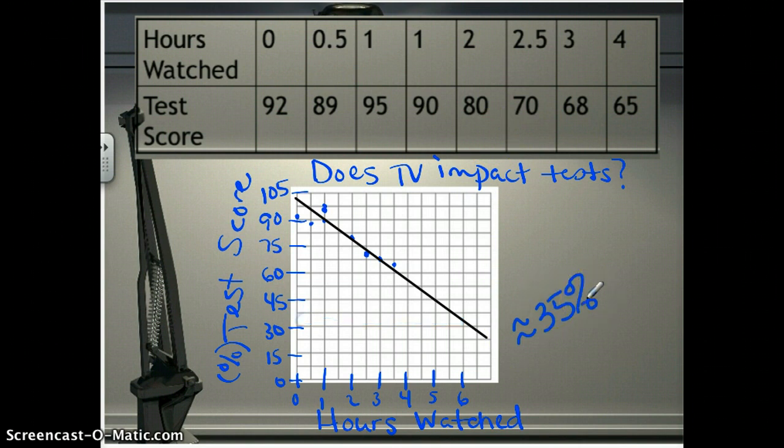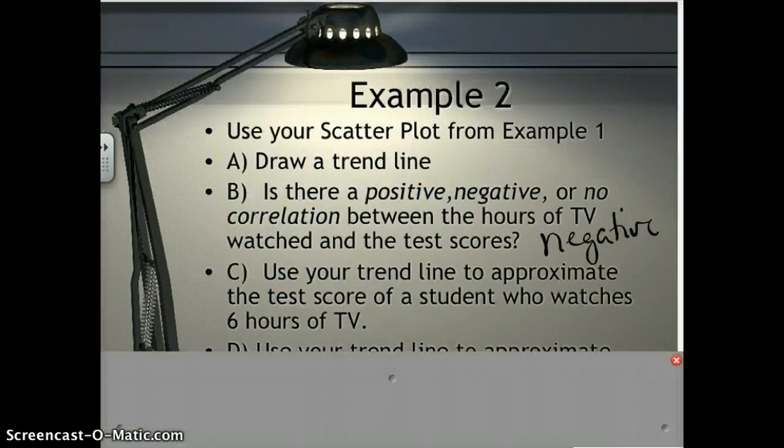Okay, and there's bye-bye magic pen. But it looks like it's not going very well. They're probably not going to get a very good score. 35% is a good estimate there. Okay, and so then we're going to answer one more question.